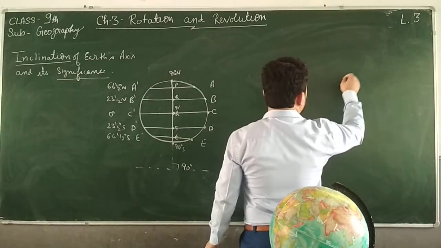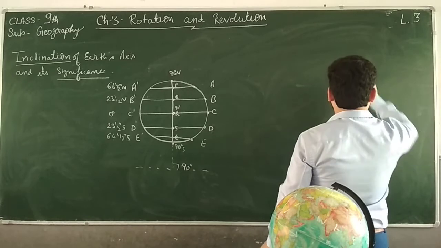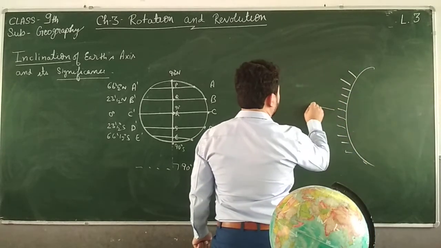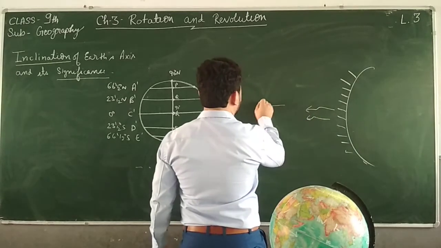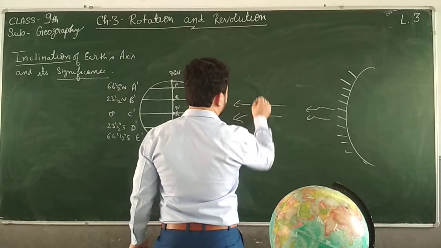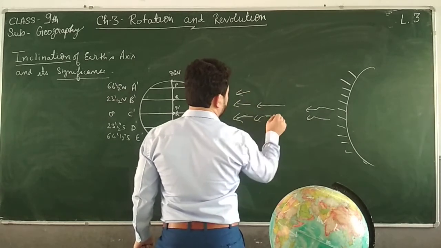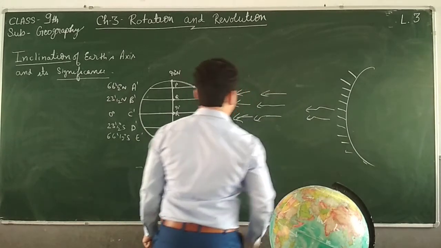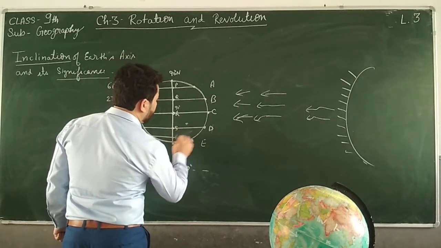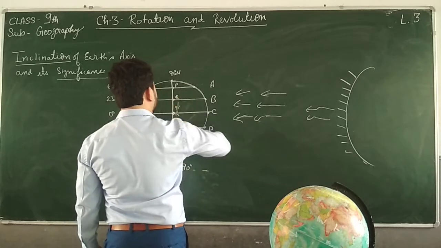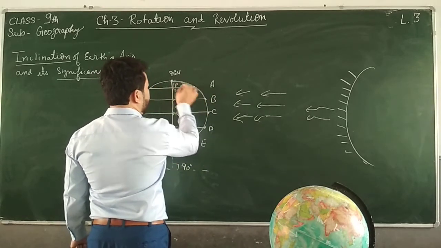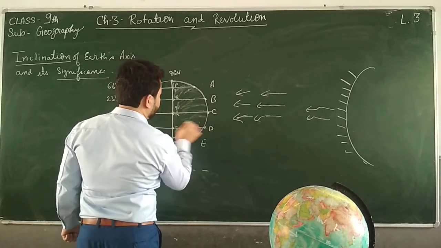And from here the sun rays are falling, like this. The sun rays are falling in this manner. Clear? So this entire region, the half of the earth, will receive sunlight. Clear? This entire region will receive sunlight.